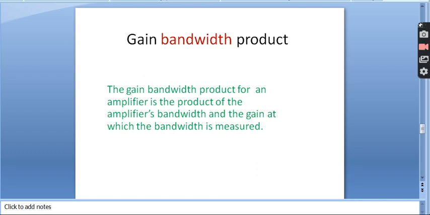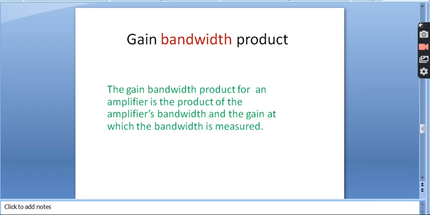So where we are measuring the bandwidth, at that point we have to multiply the gain and bandwidth of the amplifier. Then it is called the gain bandwidth product. The gain bandwidth product for an amplifier is the product of the amplifier's bandwidth and the gain at which the bandwidth is measured.